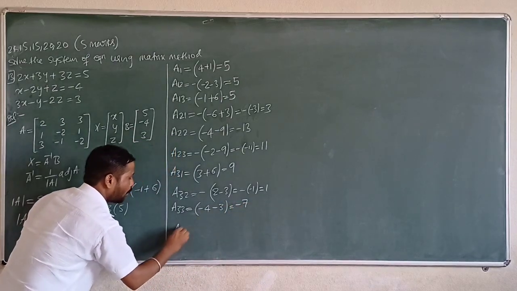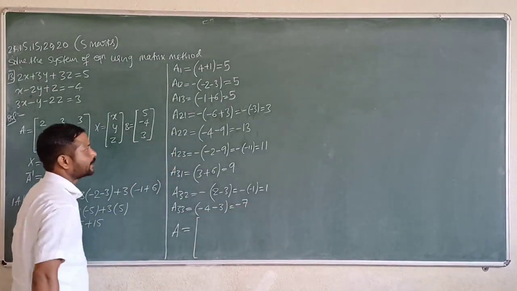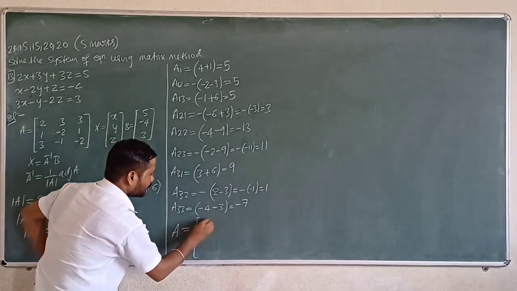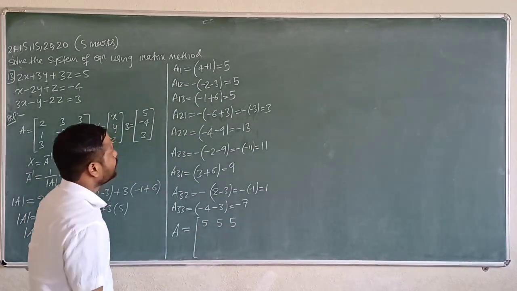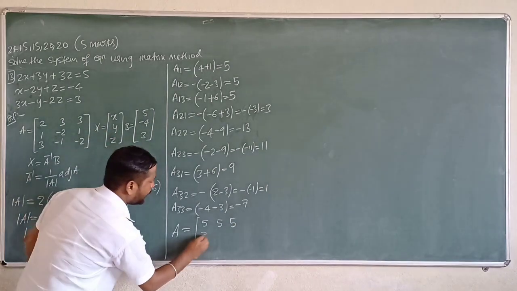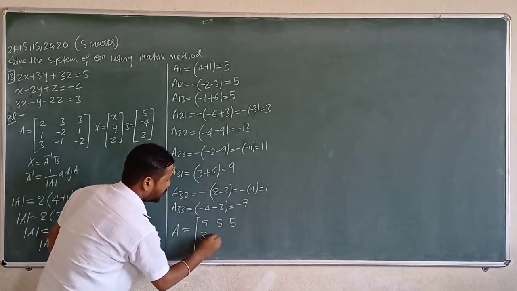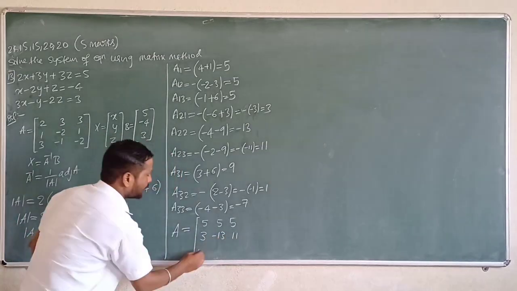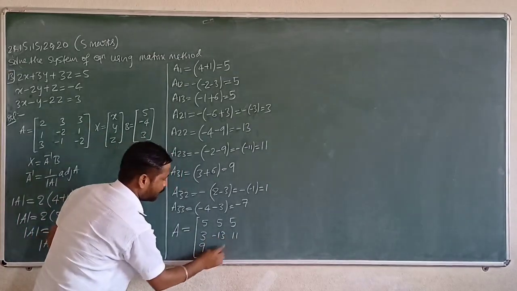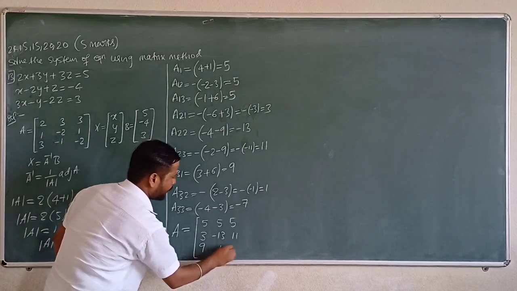Take the cofactor values here. A11 is 5, A12 is 5, A13 is 5 now. Okay. Next A21 is 3, A22 is minus 13, A23 is 11. Okay. A31 is 9, A32 is 1, A33 is minus 7.